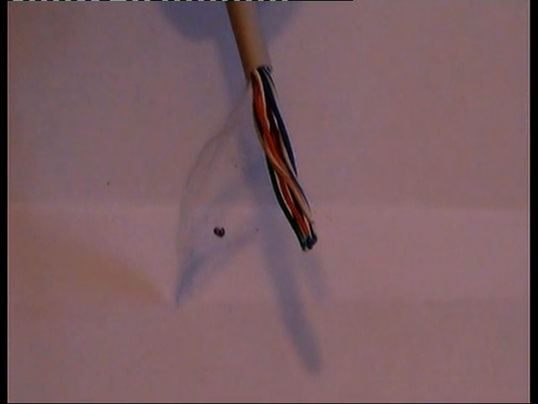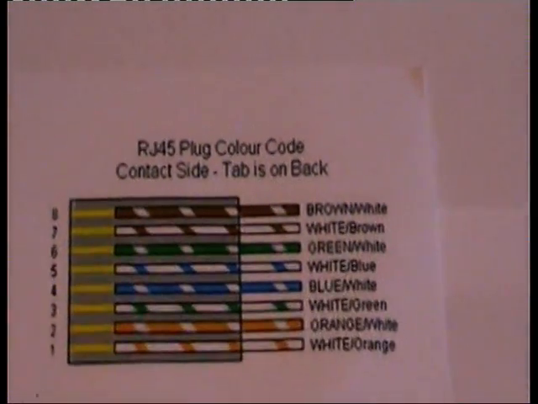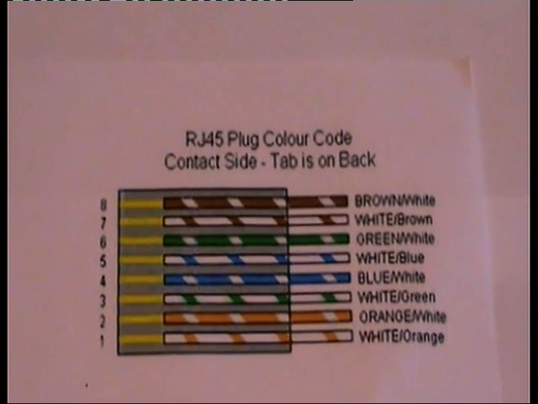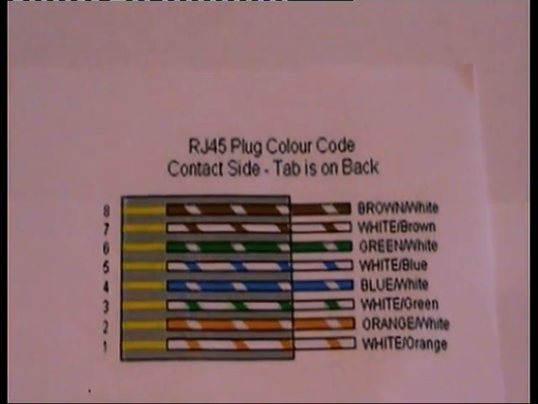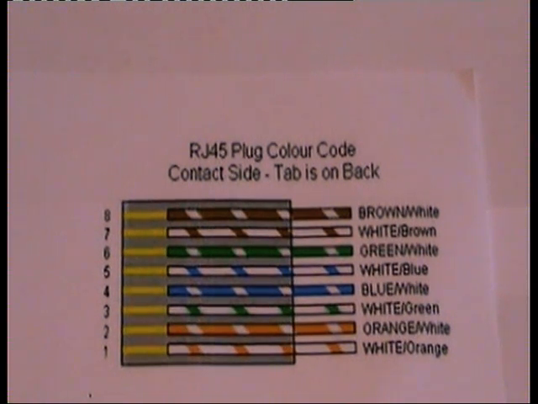Next thing we have to do is put these strands of cable into the RJ45 plug in the right order. Now if you look on our website, we do have a wiring diagram already, which basically gives you an idea of what cables should be in what position. Not all cables are basically the same.